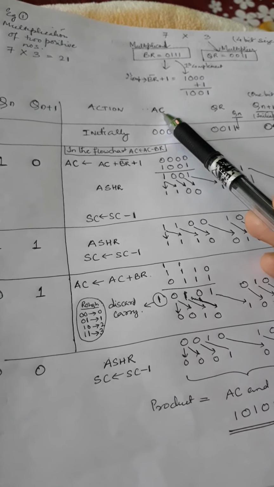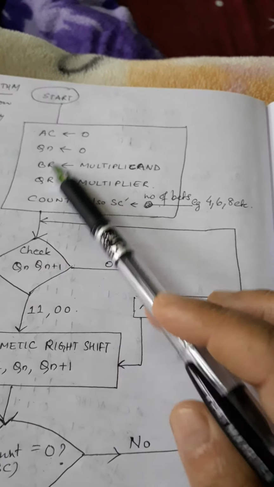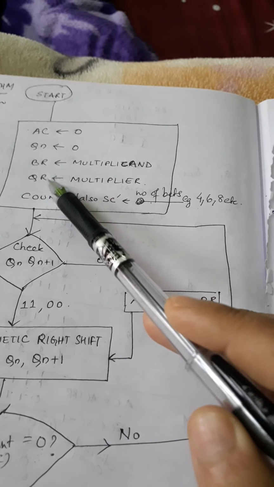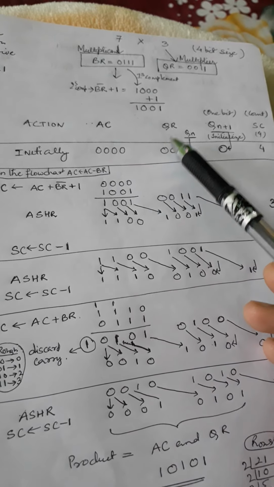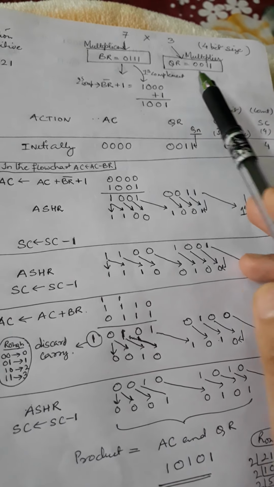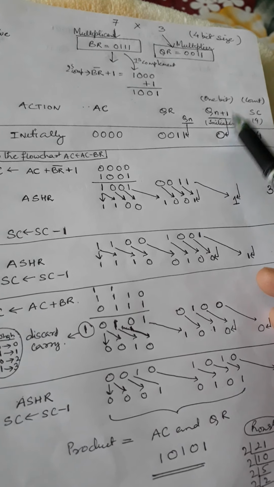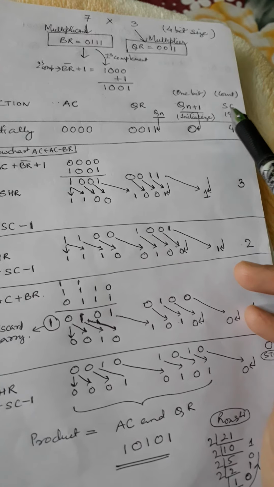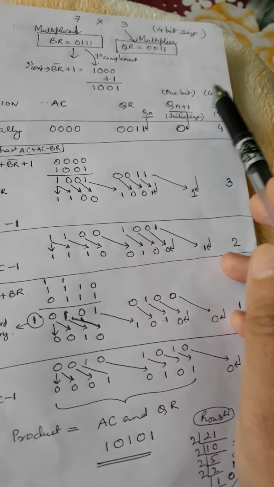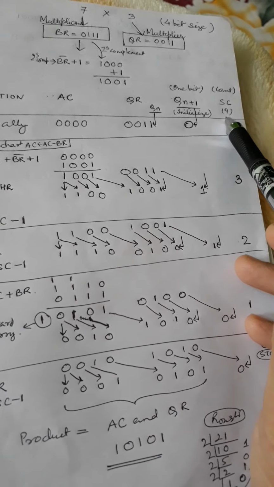Then the value of AC. These are the registers that we'll be using: AC, QR, BR, and count, which we'll write as SC, the sequence counter. QR is our multiplier. Then we have Qn plus 1, another register holding 1 bit. And the last is the count value, our sequence counter, which will start with the total size of the bits.